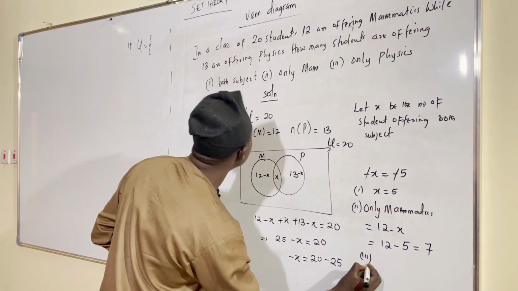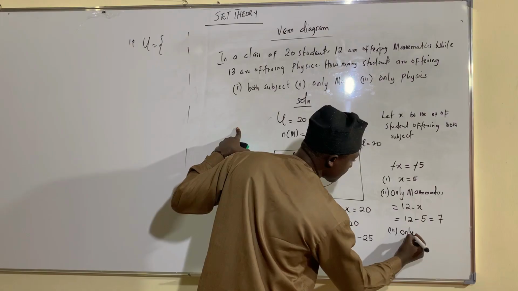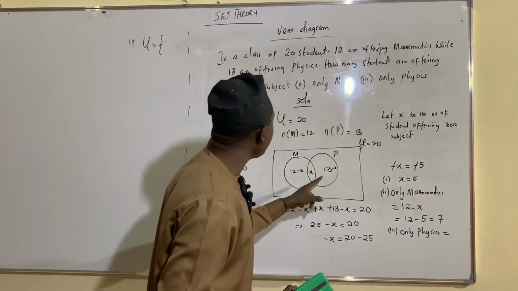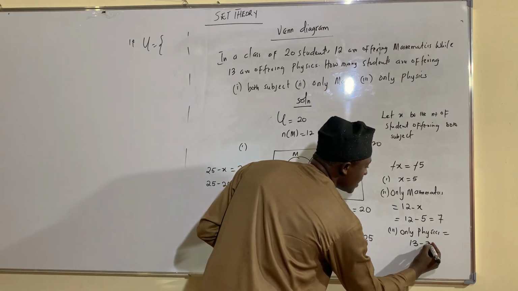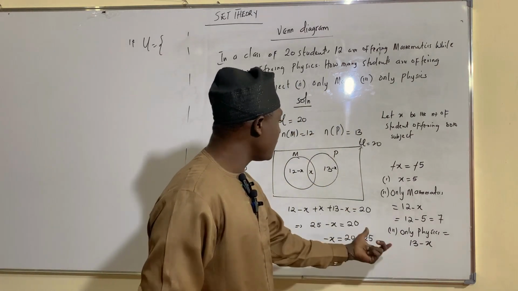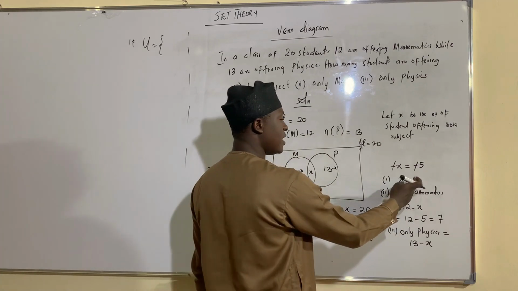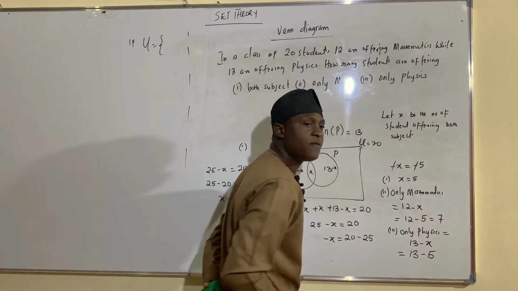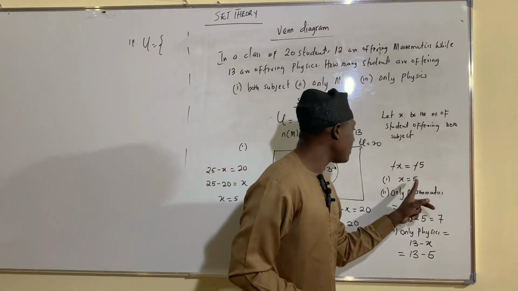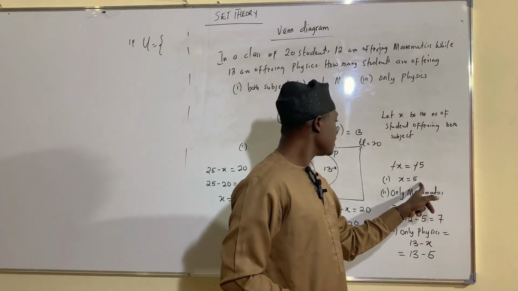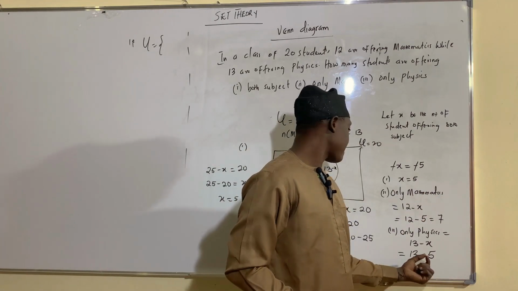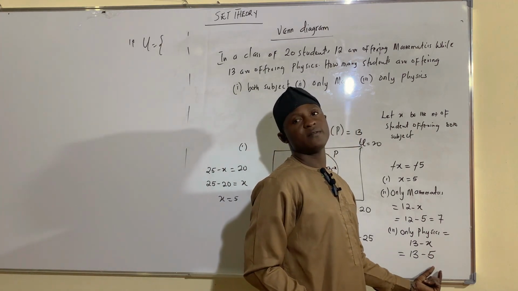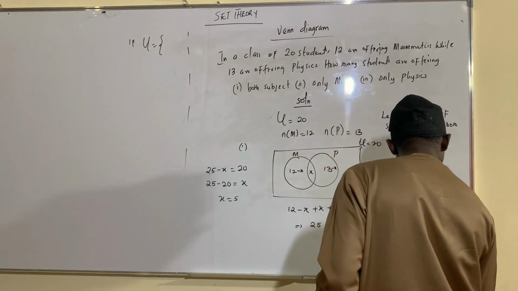Now, the next one, they said only physics. I will follow the same way because I know that what we have in physics is 13 minus x, right? So if I substitute the values, our x is 5. That means I can have 13 minus 5. You understand? Because the value of our x is 5. So if you substitute the value of x to be 5 here, we have 13 minus 5. Then what are we going to have there? Whatever you have here, you write the result.